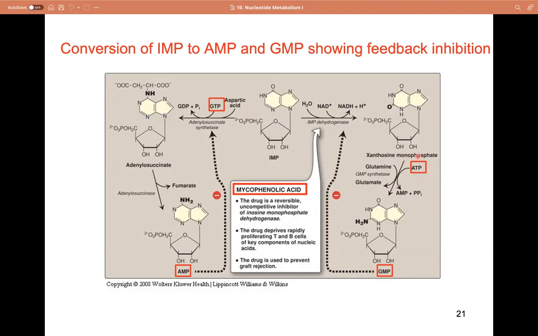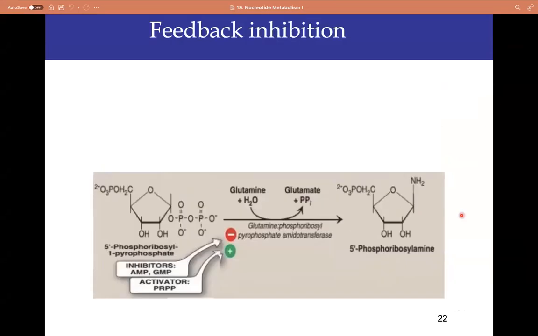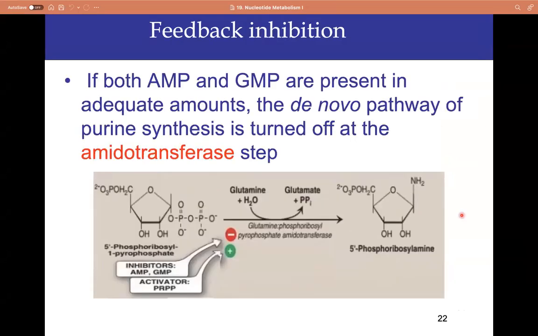Now, what's happening here? This guanosine triphosphate is giving up a phosphate, leaving GDP plus a phosphate, and pretty much the same thing is happening with ATP. Another description of the feedback inhibition: when both of these, AMP and GMP, are present in adequate amounts, the de novo pathway of purine synthesis is turned off at the rate limiting step.